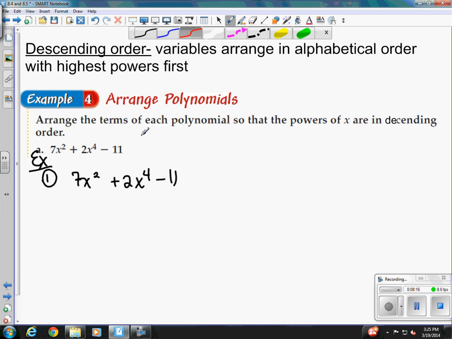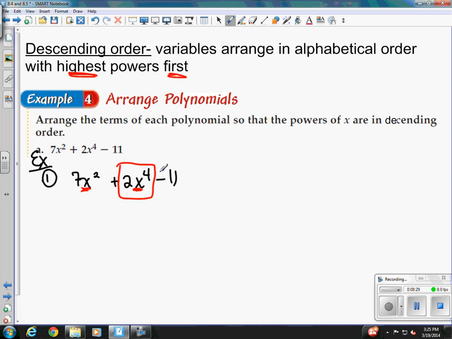So we only have one variable, we just have x's. And then we want to arrange them with the highest powers first. So 2x to the fourth is my highest power, x to the fourth, so it comes first. And then my next one is 7x squared, and it's positive, so a plus 7x squared. Now I drop down my minus 11, because it doesn't have a variable, so it comes last.